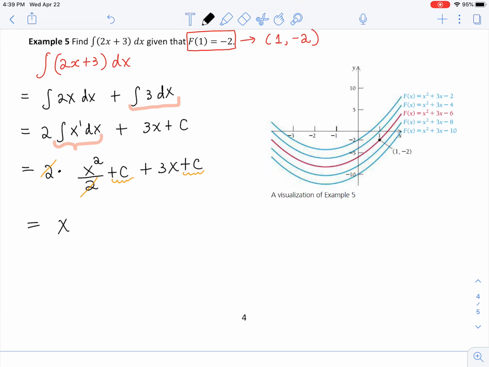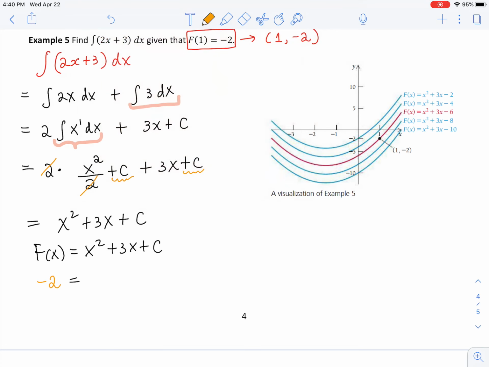And then I'm going to go ahead and simplify this. The 2 canceled out, that 2 is gone now, and I can combine this c plus c, and we don't have to call it 2c, okay? We're just using c as some arbitrary constant number. So I'm just going to say x squared plus 3x plus some other number c. Now this is f of x.